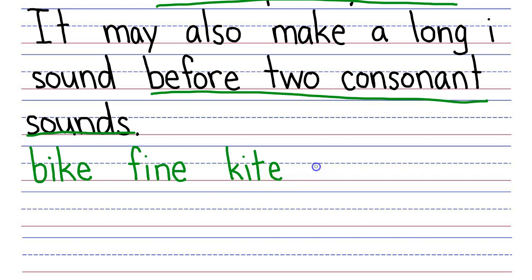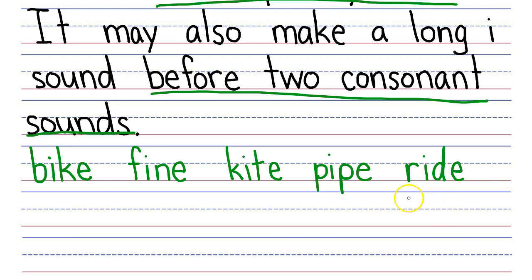Next word, pipe. We have a P that says P, an I that says I, another P that says P, and a silent final E. P, I, P, pipe. And last word, ride. We have an R that says r, an I that says I, a D that says D, and a silent final E that tells us the I makes its long I sound. R, I, D.